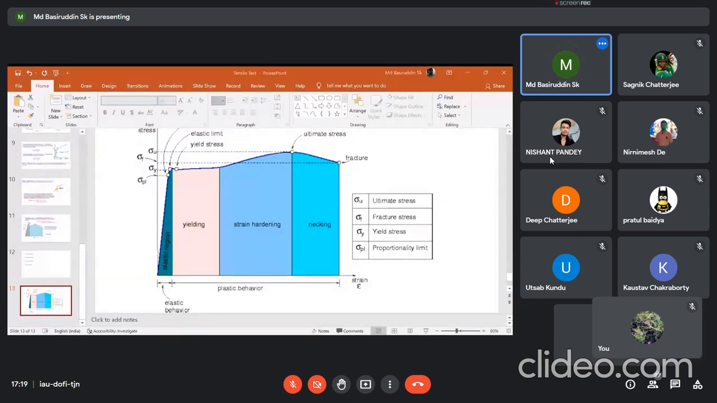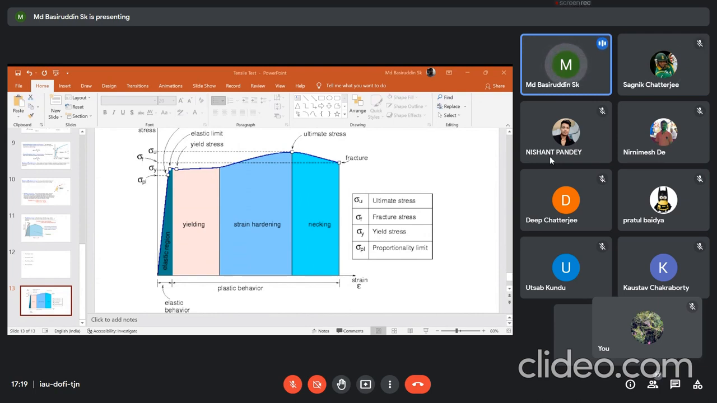Hello? Sir, sigma equals K epsilon to the power n. Yeah, sigma is equal to K epsilon to the power n. What is n? Strain hardening coefficient, or exponent. What about K? K is a constant. I don't remember. It is the strength coefficient.